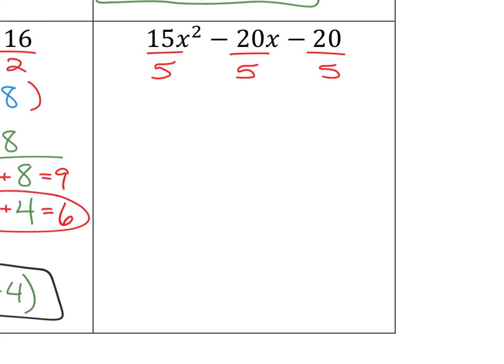That was a really good question, actually. So let's do our leftovers. 15 divided by 5 is 3. 20 divided by 5 is 4. And 4 again.